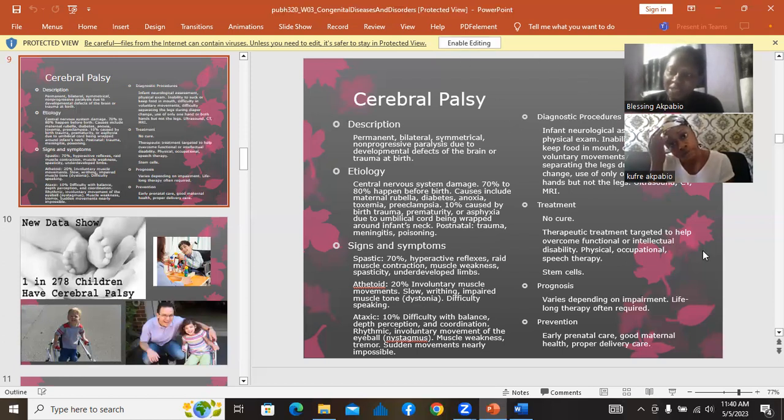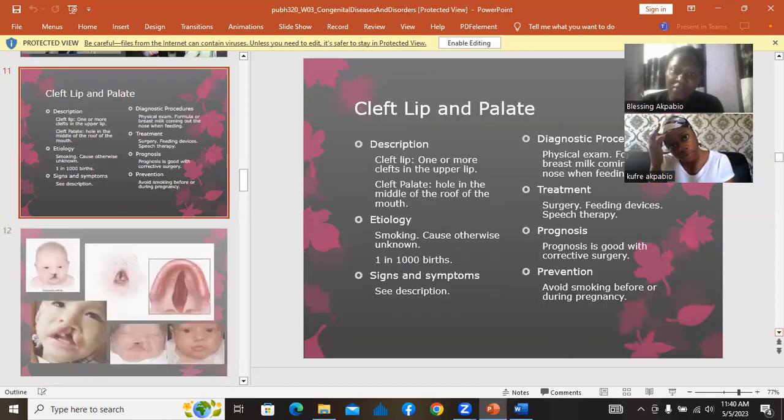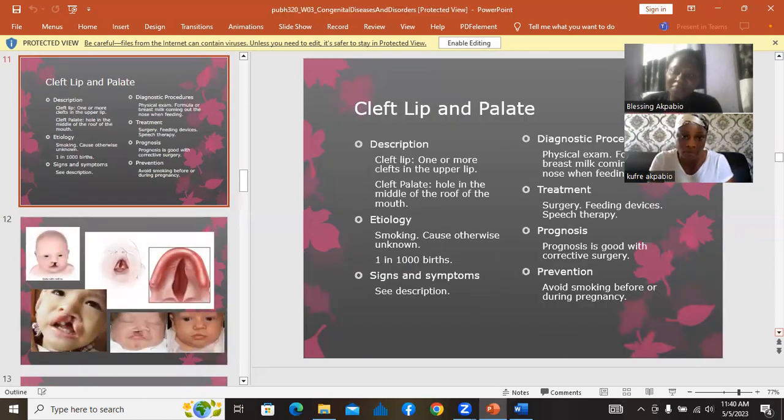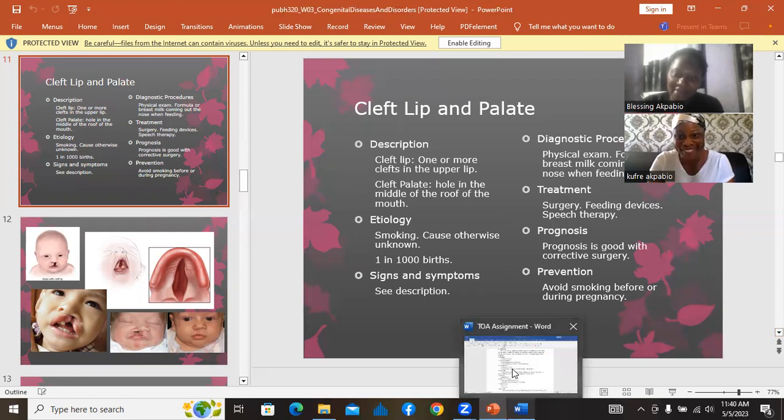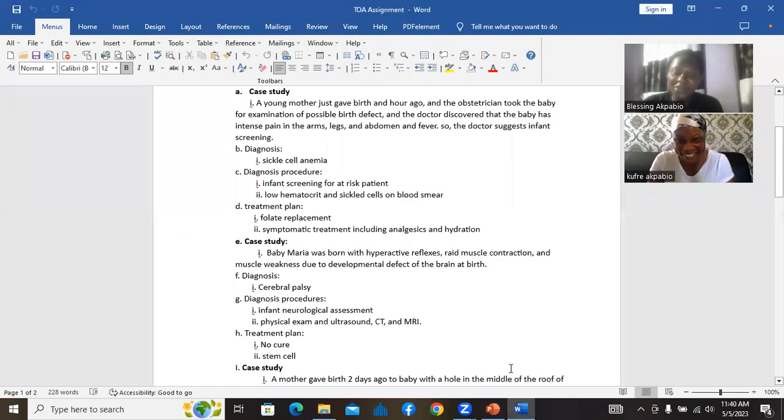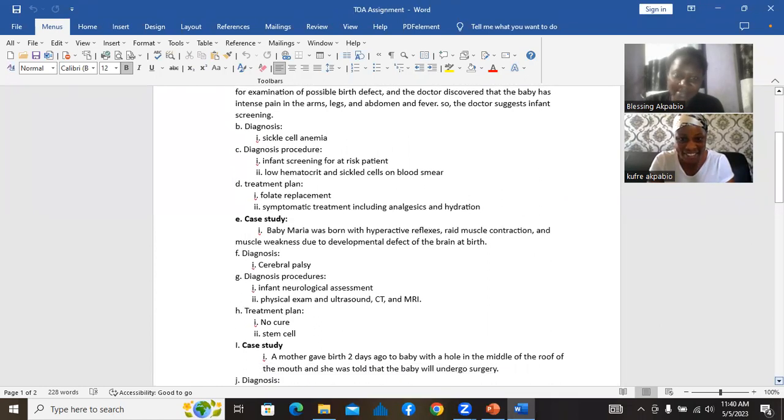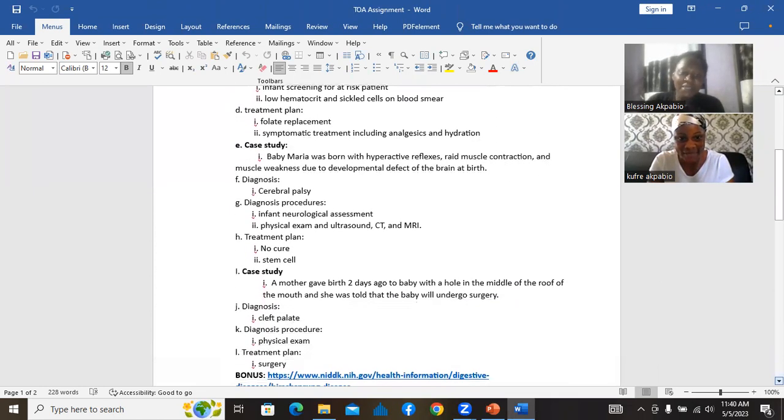So we move to the third case study, which is cleft lip and palate. I can vividly remember you teaching me about this particular disease. Yeah, I did. You taught me about this particular disease, I think last year. So the case study says a mother gave birth 2 days ago to a baby with a hole in the middle of the roof of the mouth, and she was told that the baby will be undergoing a surgery.